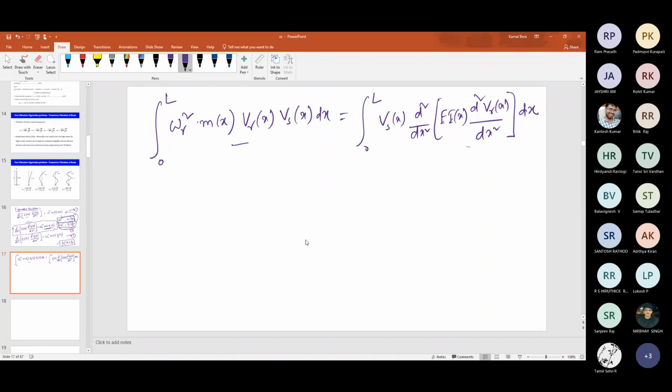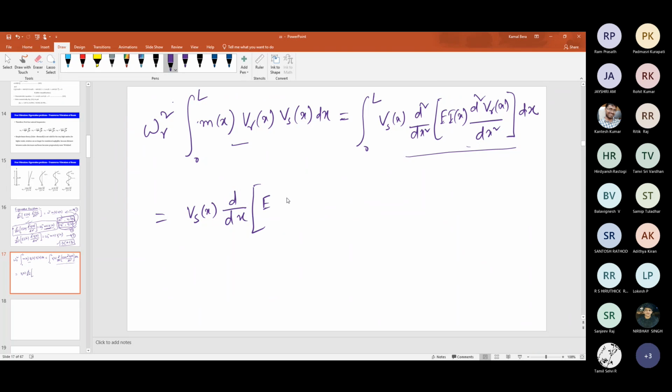Now I will do the by parts integration of the right hand side. Since omega r square is constant and doesn't depend upon x, the span, it stays as omega r square. Now I will do the integration by parts. I'll take Vs(x) outside. Please see it carefully, very simple if you see it carefully. One derivative will be less.